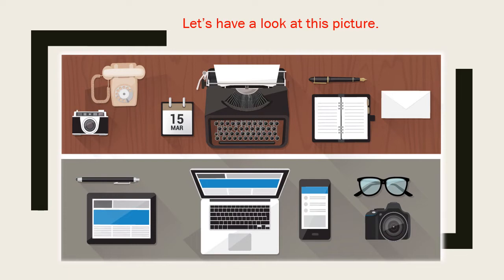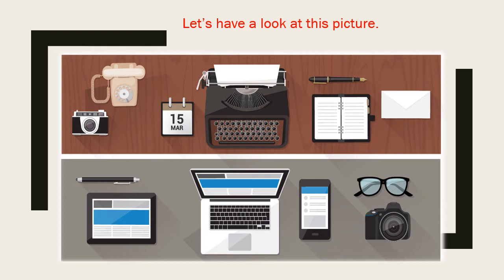In the upper half, I have a camera, an old phone, a calendar, a typewriting machine, a notebook, a pencil or a pen, and an envelope. However, in the next one, as you notice, everything is changed. Things are substituted. I have a tablet, a laptop, a smartphone, a digital camera, eyeglasses, etc. So things are changed between the past in the upper half of the picture to the present nowadays in the lower part of the picture.